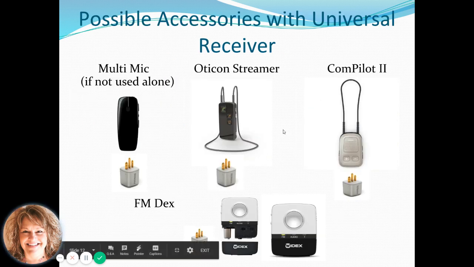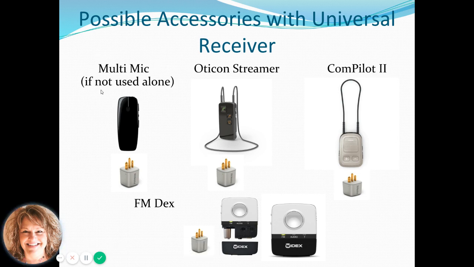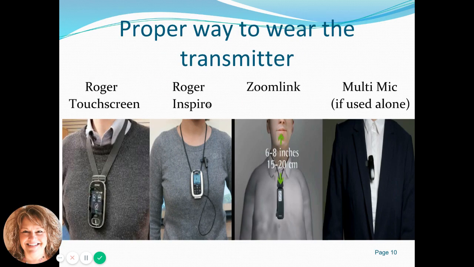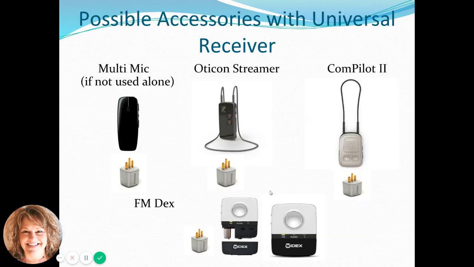You may see some possible accessories that work with the receiver. The multi-mic, if it's not being used alone, when you see this, and if you see that they have this multi-mic and we also have a receiver, you'll also have a transmitter like we did on the screen here. You'll have one of these three connected. You're going to connect the receiver into the multi-mic. So this acts as the audio shoe on a hearing aid. Some devices are too small, so you can't have an audio shoe. We have this multi-mic that connects.